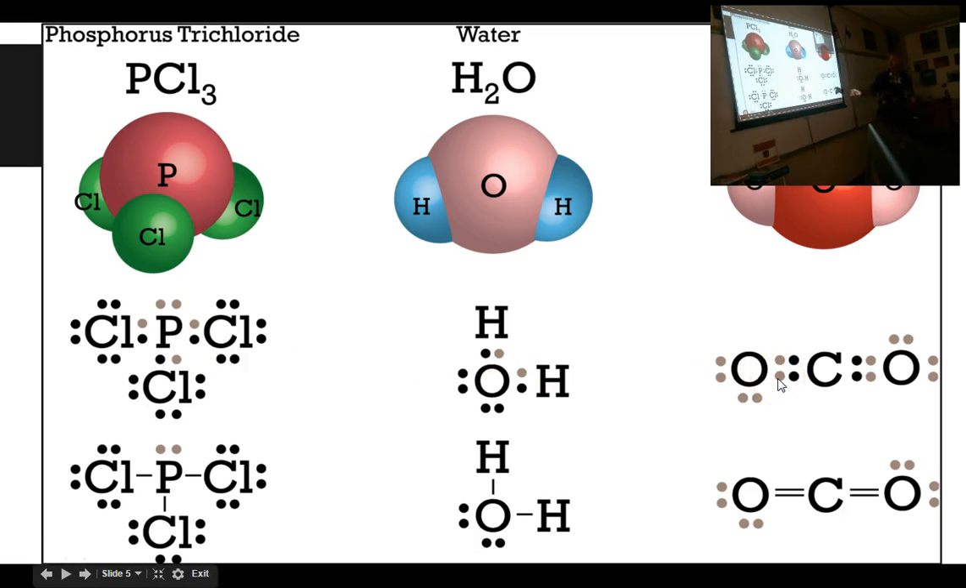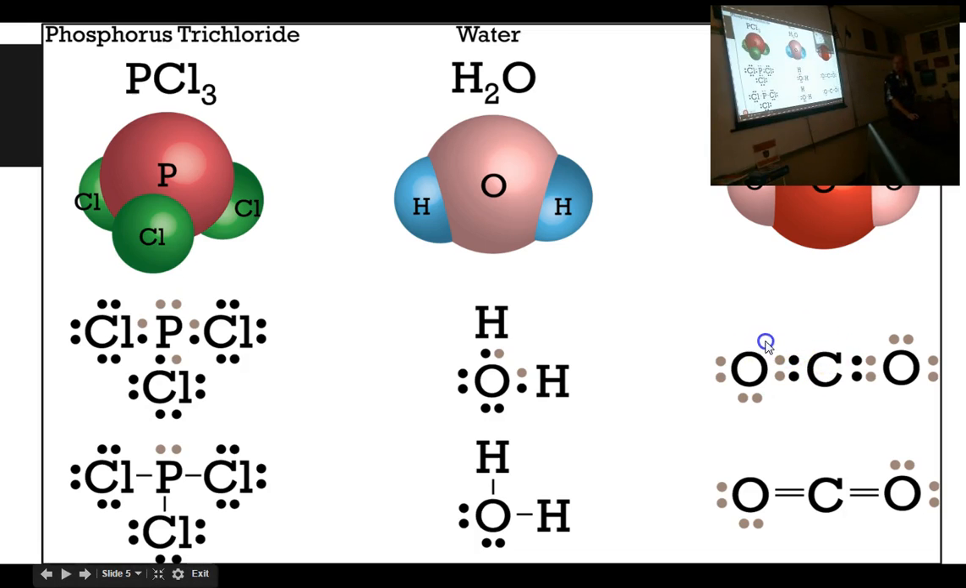Carbon dioxide is another example. Carbon comes to the table with 4 electrons. He would like 4 more. Each oxygen comes with 6. These guys now share 2 sets of electrons each. This is a double bond, a covalent double bond. Okay? So carbon and oxygen are double bonded. This carbon and this oxygen are double bonded. Carbon now feels like it has 8. Oxygen feels like it has 8. And everybody's happy.